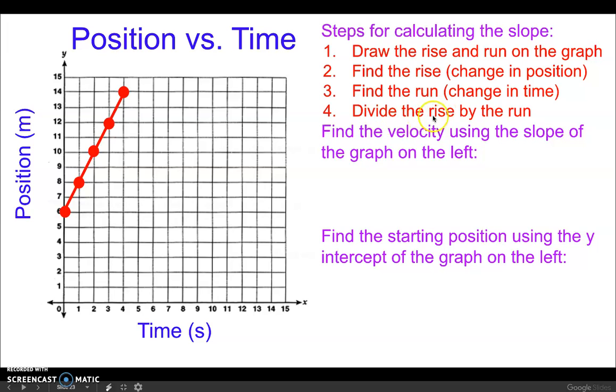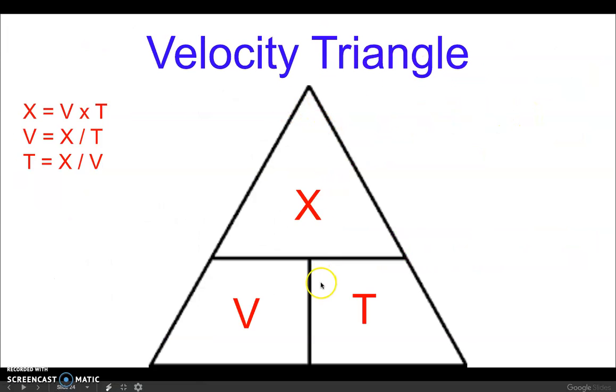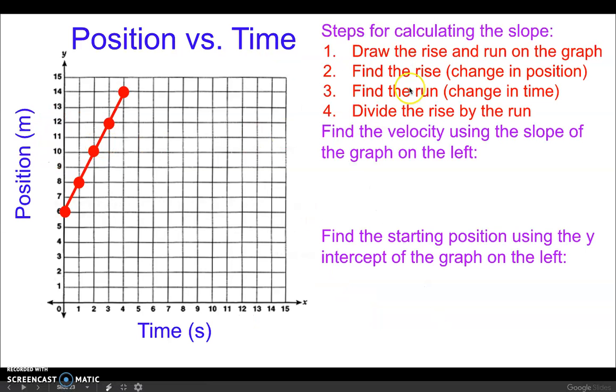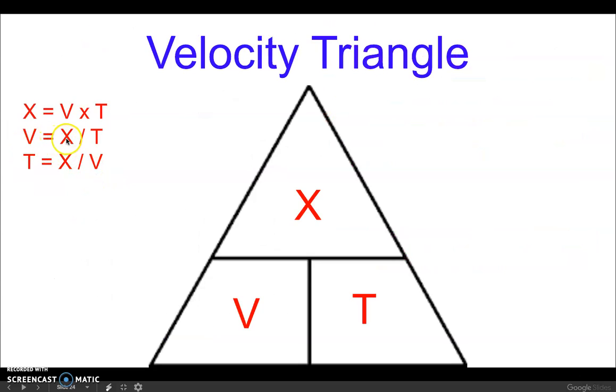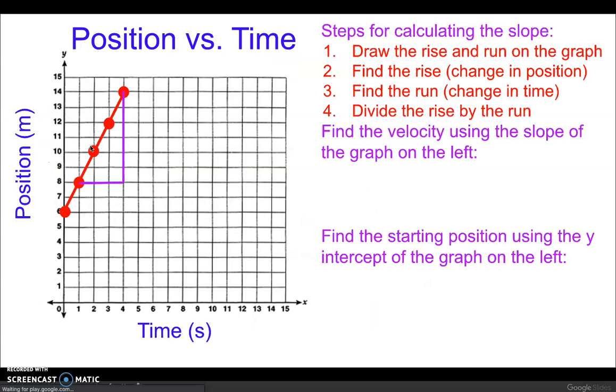The reason why dividing the rise by the run works to find the slope is because if we look at our velocity triangle, velocity is position divided by time. Well, the rise is your change in position. The run is your change in time. So the velocity is just the position divided by the time. So that's why the slope is just going to be the same thing as dividing position by time.